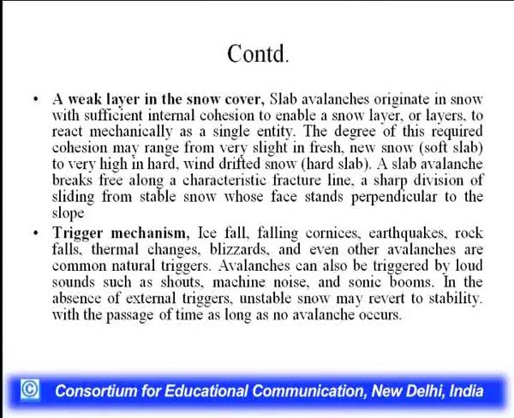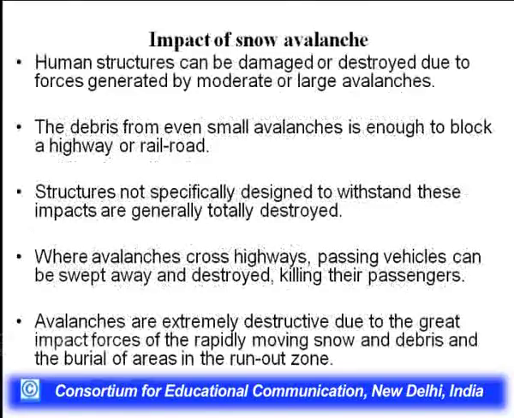In the absence of external triggers, an unstable state may revert to stability. So, slope is very important. Triggering mechanism is the second important. Then snow cover and the type of layer is also important. It is very important to see the different types of impact of a snow avalanche. Human structures can be damaged or destroyed due to the forces generated by moderate or large avalanches.